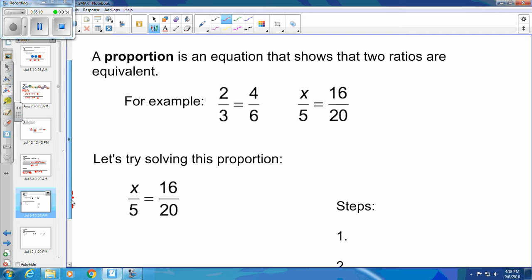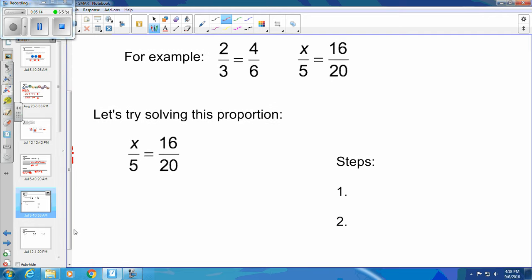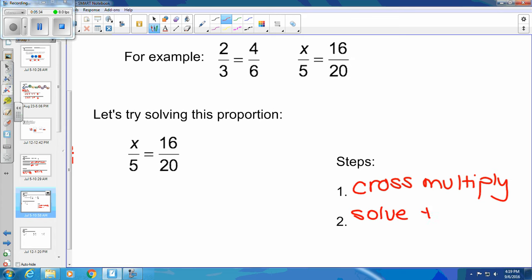So let's try solving this proportion. The first step is to cross multiply. And the second step is to solve the equation using division. And I'm going to let you in on a hint now. I abbreviate the word equation EQN.